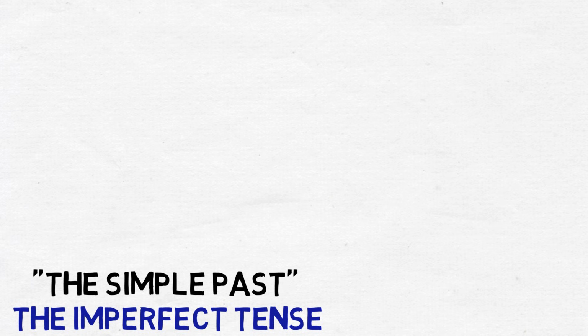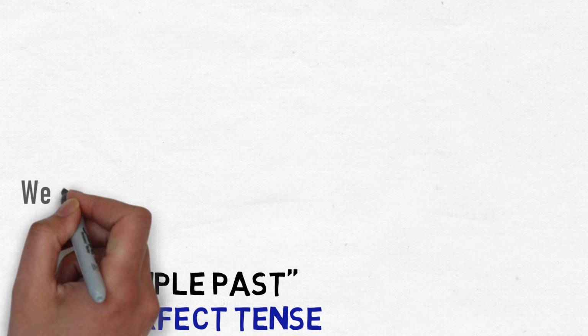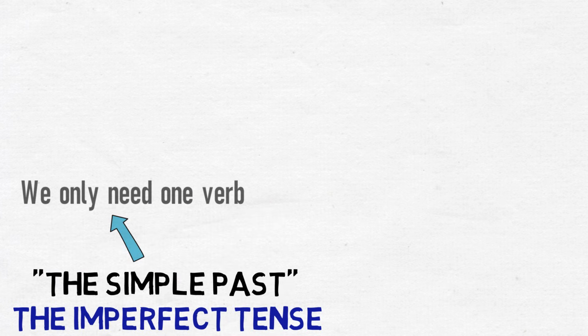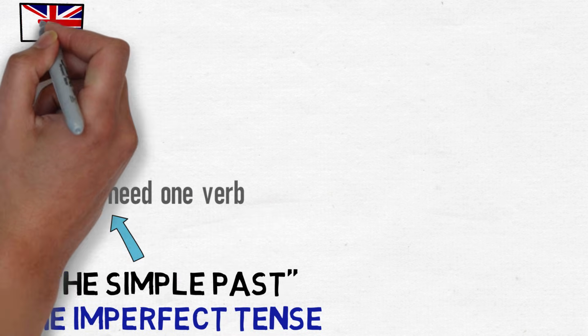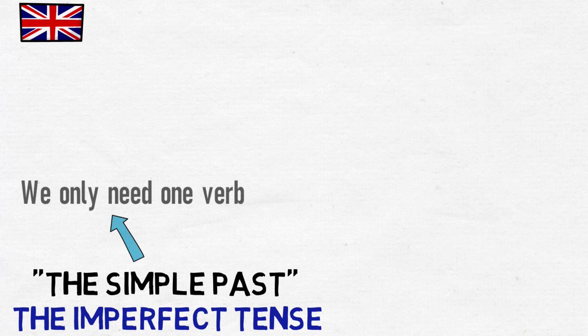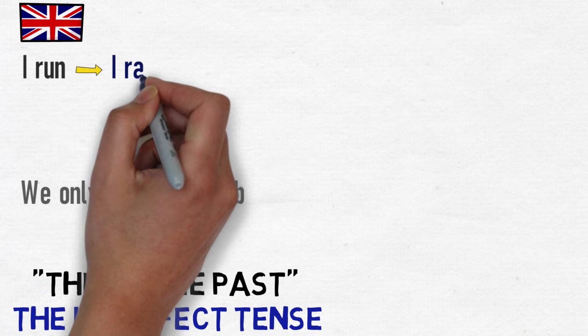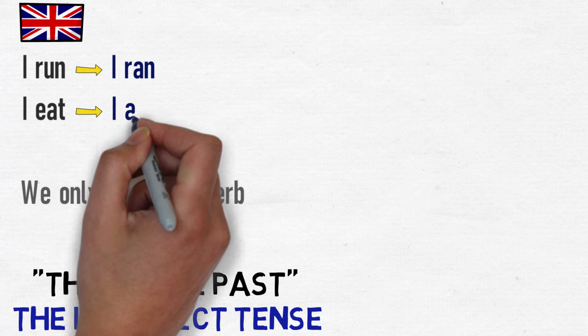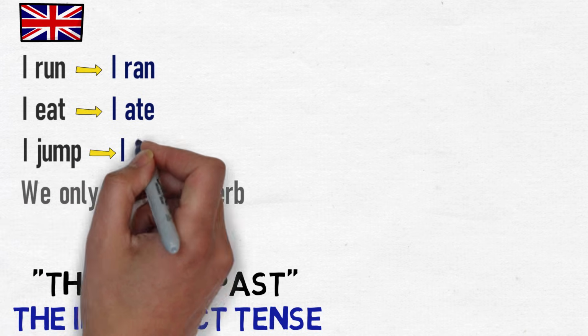This is a somewhat misleading name as it's a little harder to guess an irregular imperfect tense form of a verb than it is to guess a verb's past participle, which is what's needed for the perfect tense. It's called the simple past tense because it requires only one verb in its past tense form, and this makes it much more similar to English. For example, I run, I ran. I eat, I ate. I jump, I jumped.